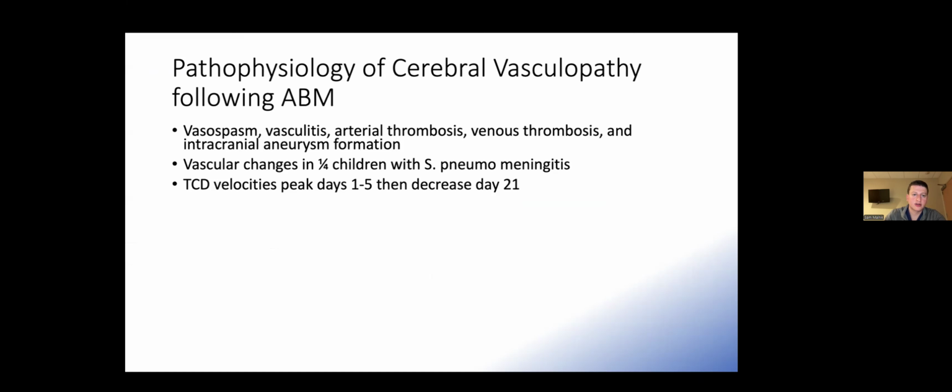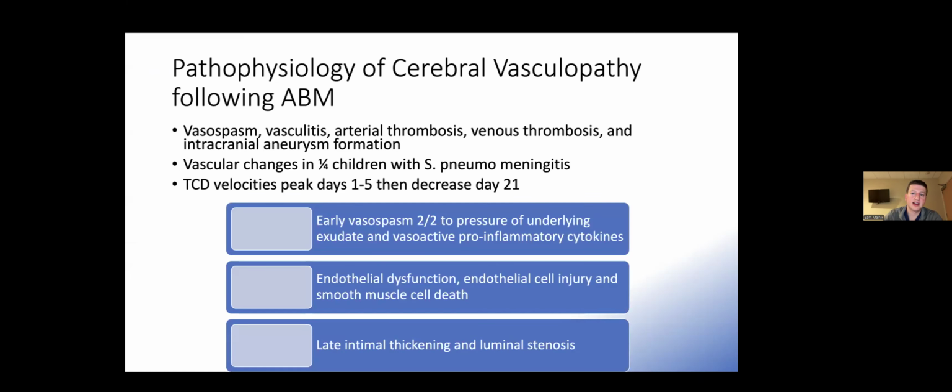The literature shows that this is rather prevalent in the population of pediatric patients with strep pneumo meningitis, where greater than 25% of them are witnessed to have vascular changes. Frequently, this is noted in TCD velocities peaking within the first 5 days and then decreasing over the course of the next 3 to 4 weeks.